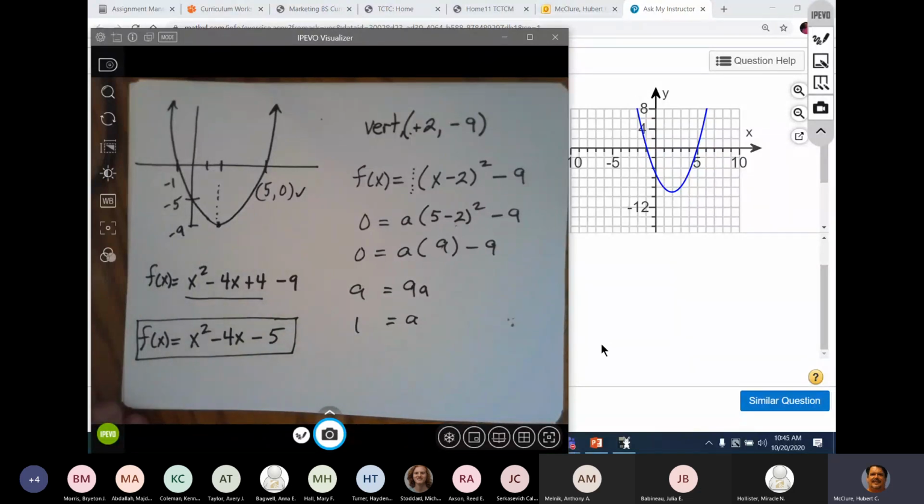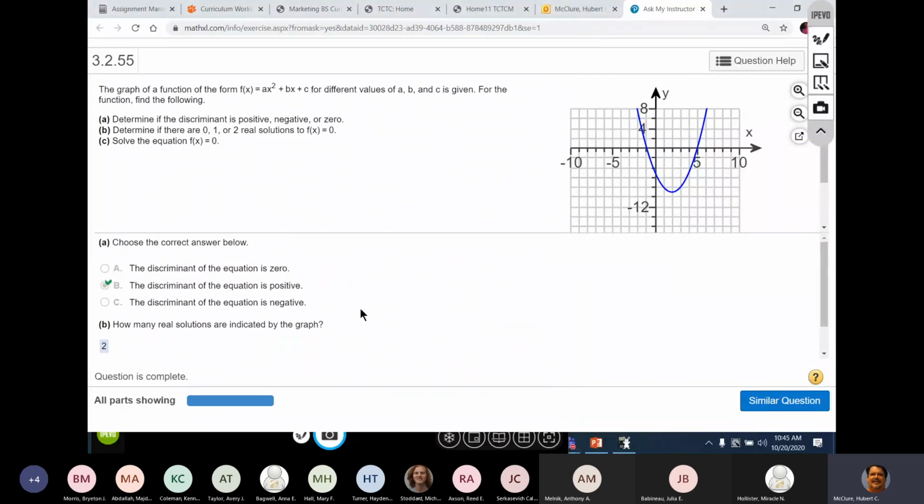Okay. They just asked about the vertex, and that's the discriminant. That's a good test question because it's not that difficult.